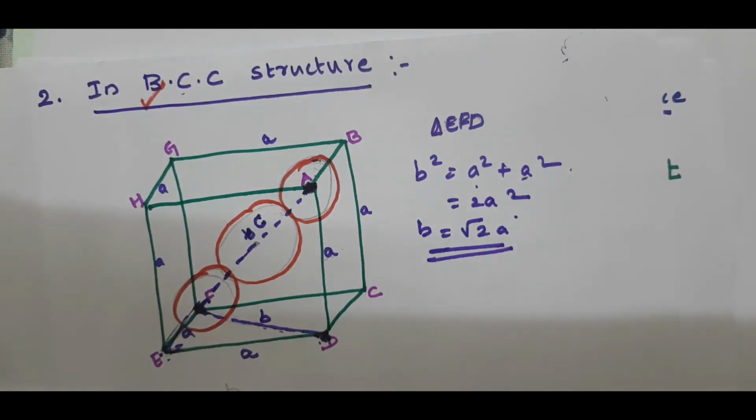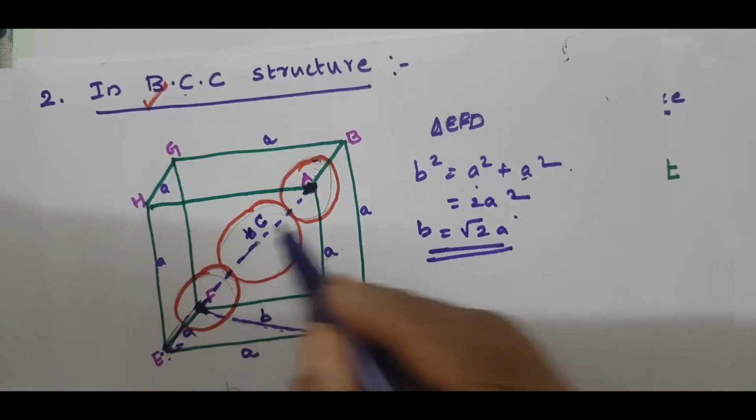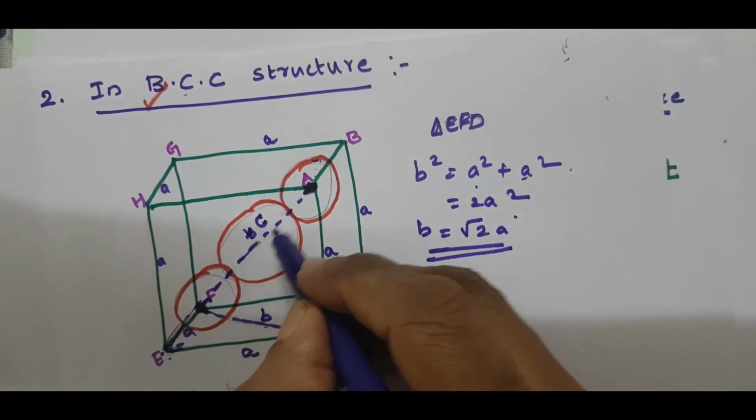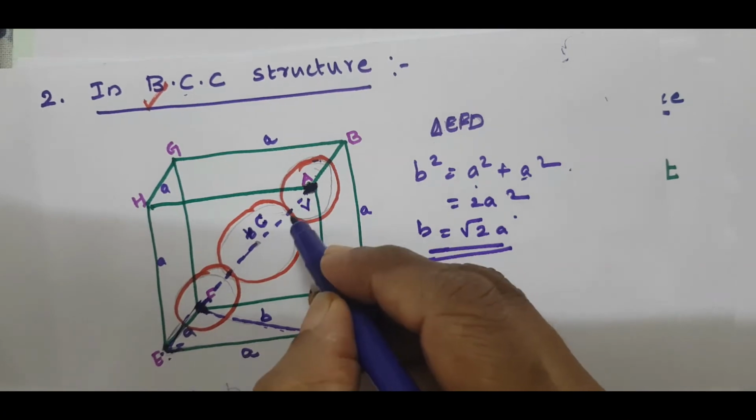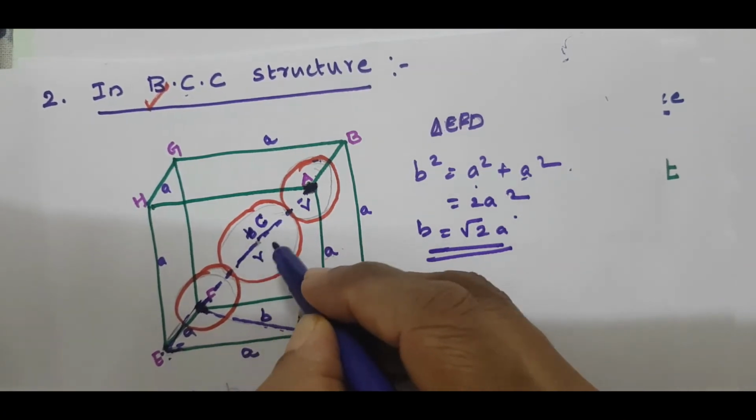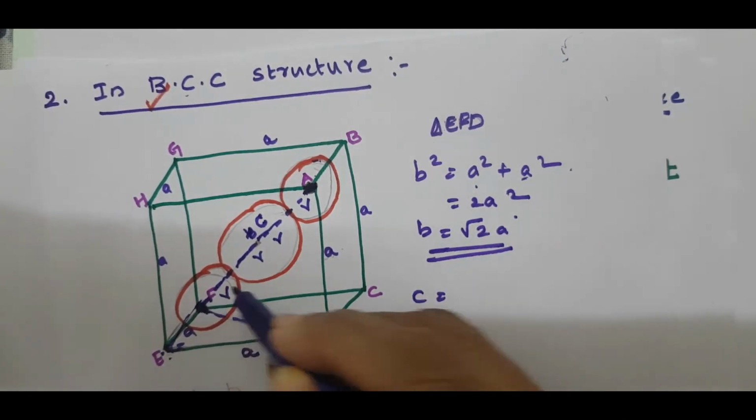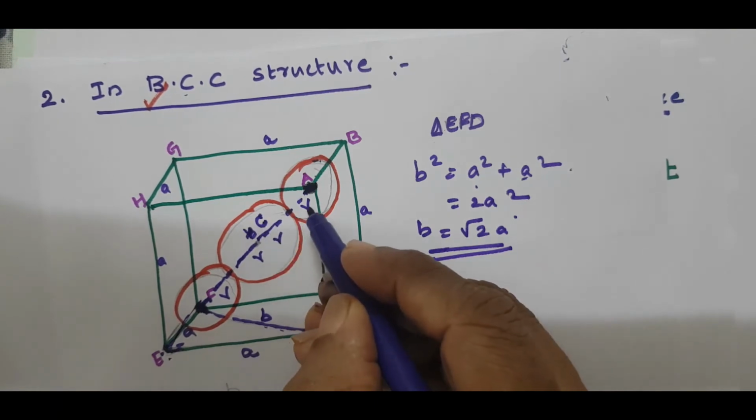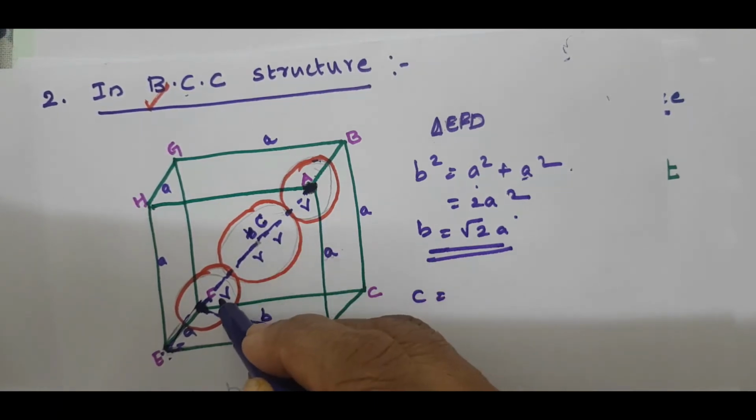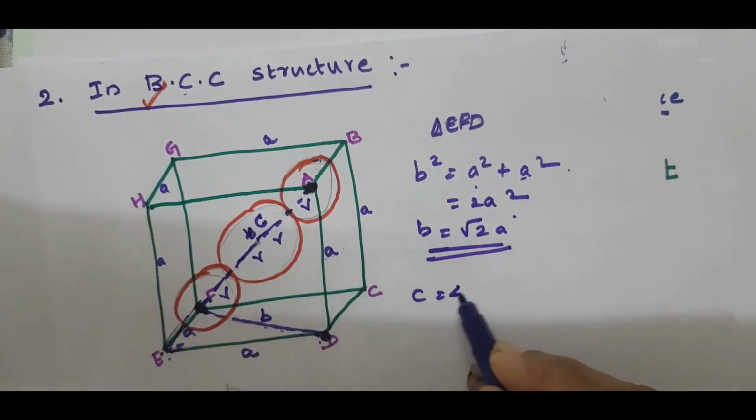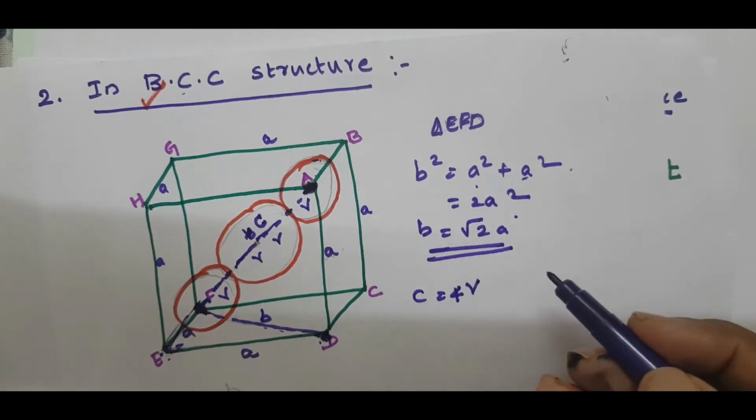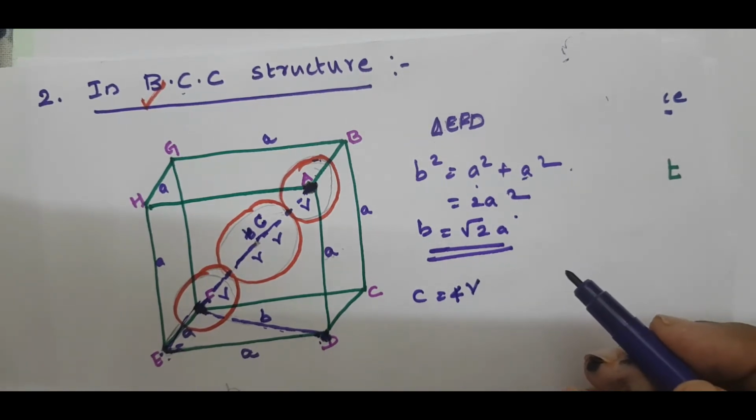Then I can write C is equal to, this is R, this is again R, and R, 2R, and this is again R. So what is C? R plus R plus R plus R. So C is equal to 4R. Correct? Okay, C is equal to 4R.